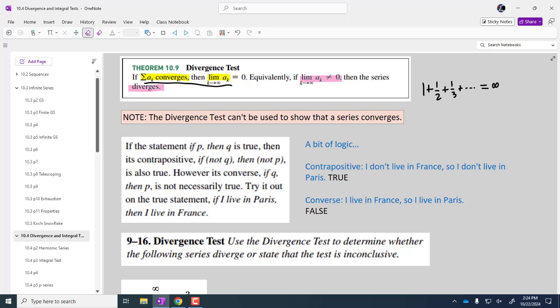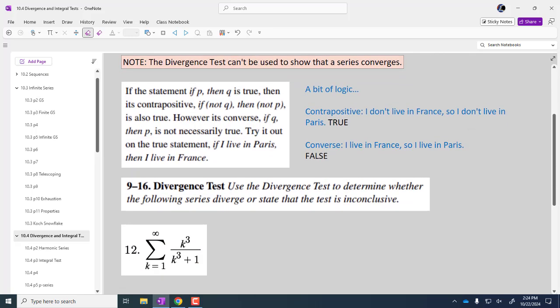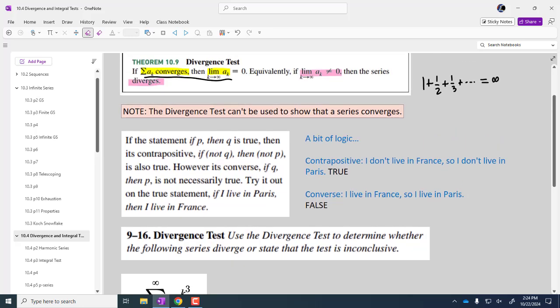Okay, so first off, the divergence test can't be used to show convergence. The divergence test is a quick little check: the limit of a sub n is not 0, so the series diverges. If the limit of a sub n is 0, we have to do more work, because of the gray area. So it's just a quick little test, and if that limit of a sub n is not 0, it's super fast.